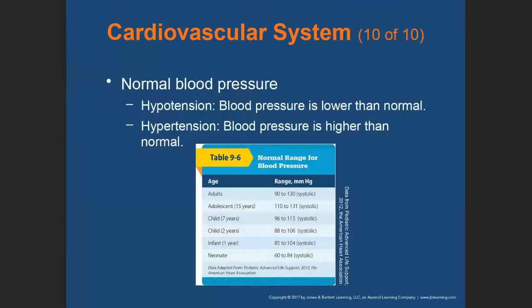Normal blood pressure. Hypotension is a blood pressure that is lower than normal. Hypertension is a blood pressure that is higher than normal. And we have some range on that chart.